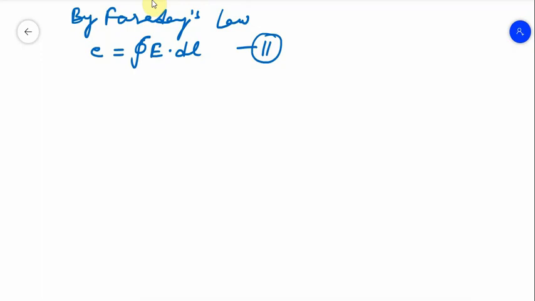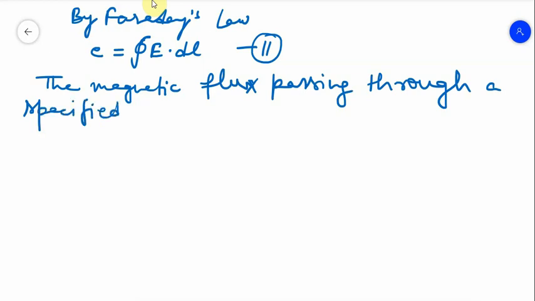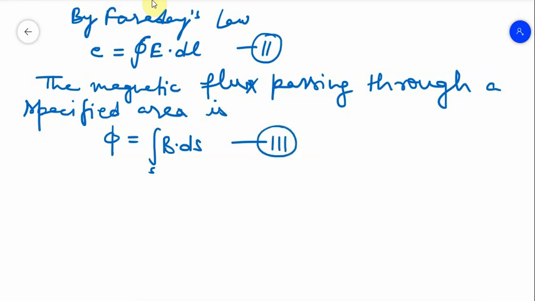That was equation 1. Now the magnetic flux passing through a specified area is given by what? So this phi equals to surface integral of B dot ds. Yes or no? Let it be equation 3, where B is what? B is the magnetic flux density.